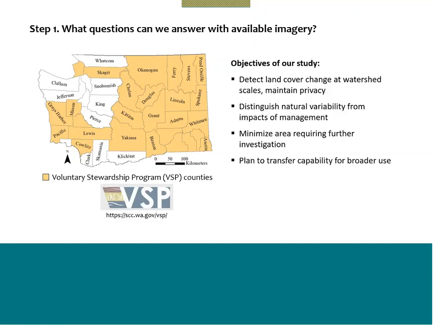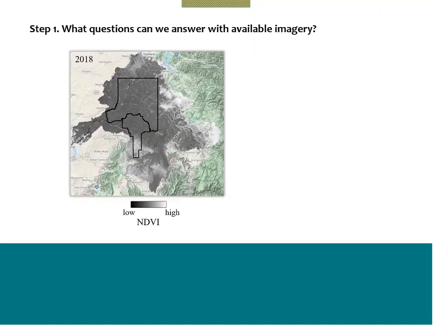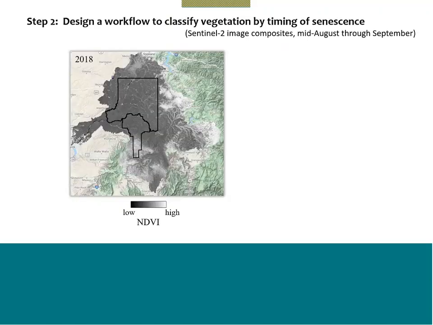And then keeping in mind throughout, how might we develop this in a way that we can then transfer it over, for example, to conservation district staff to be able to use this. We focused on the area of Whitman and Garfield counties and the overlapping watersheds in that area. So here on this slide, you can see our study area.